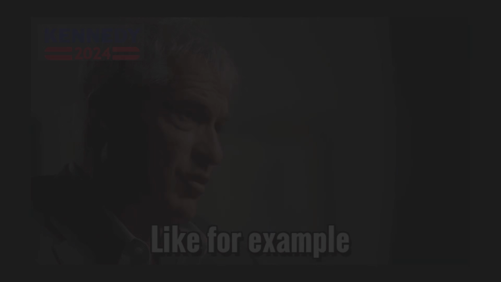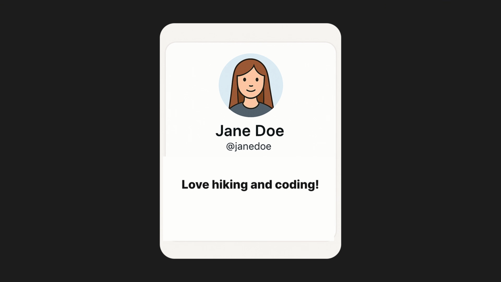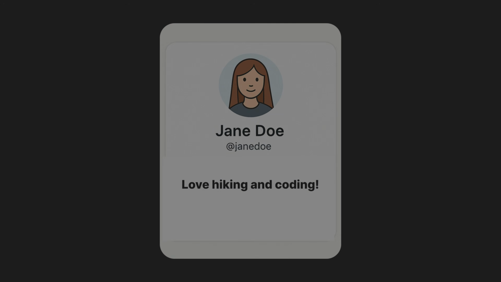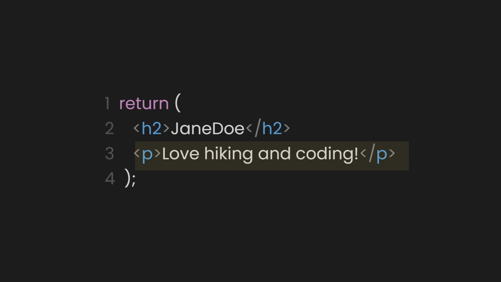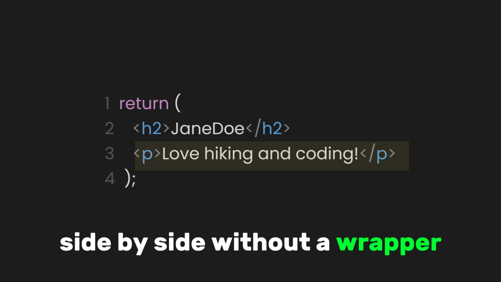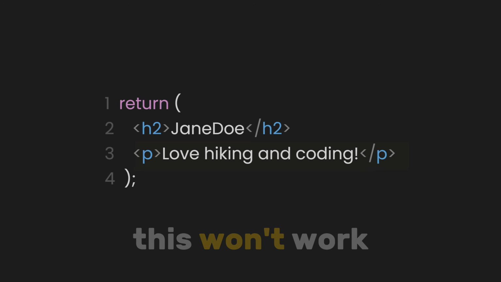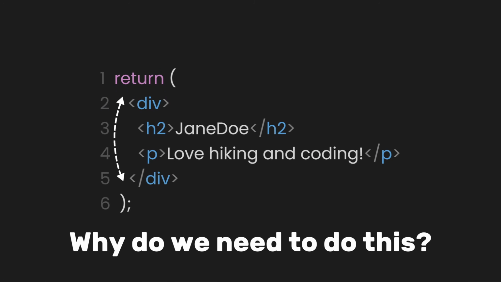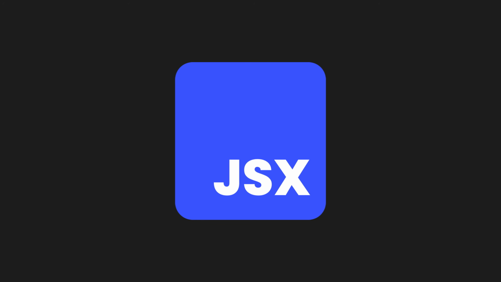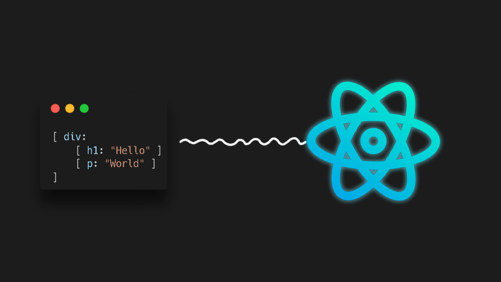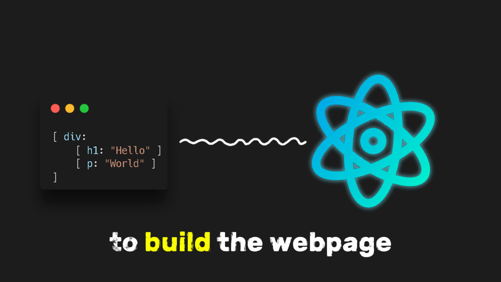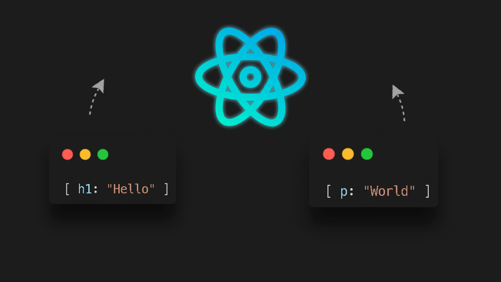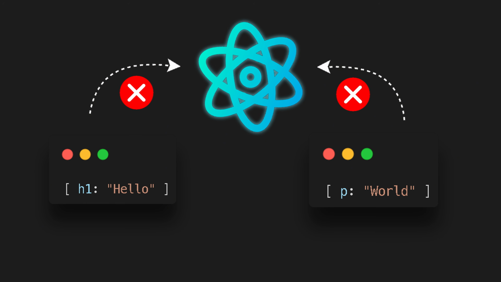But to understand how JSX works, let's first go over the basic syntax and core concepts of JSX. For example, imagine you're building a user profile card for a social media app. You want to display a username and a bio, but JSX won't let you return them side by side without a wrapper. This won't work. Instead, you wrap them in a div to keep JSX happy. Why do we need to do this? JSX needs one parent element because it turns into a single piece of JavaScript code that React can understand and use to build the web page. Without a parent, multiple elements would confuse React's system for updating the page.